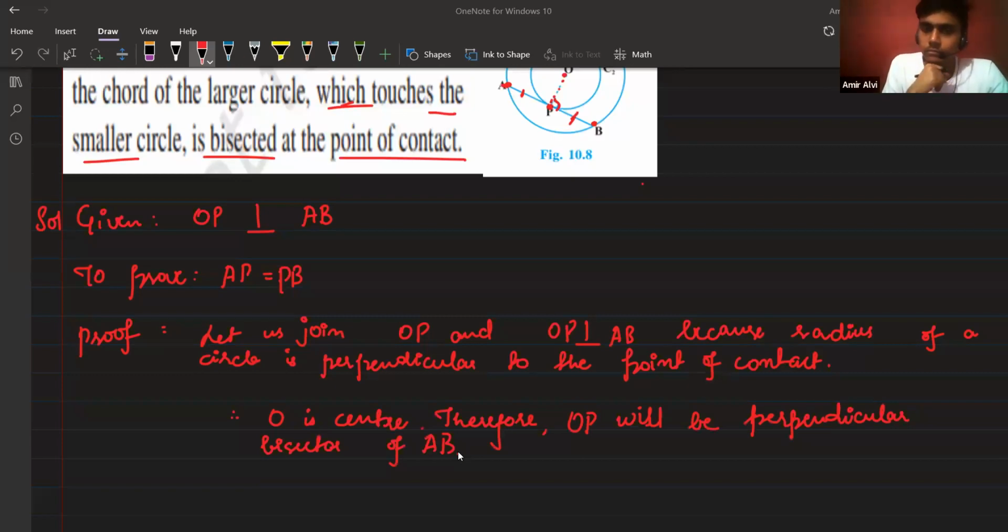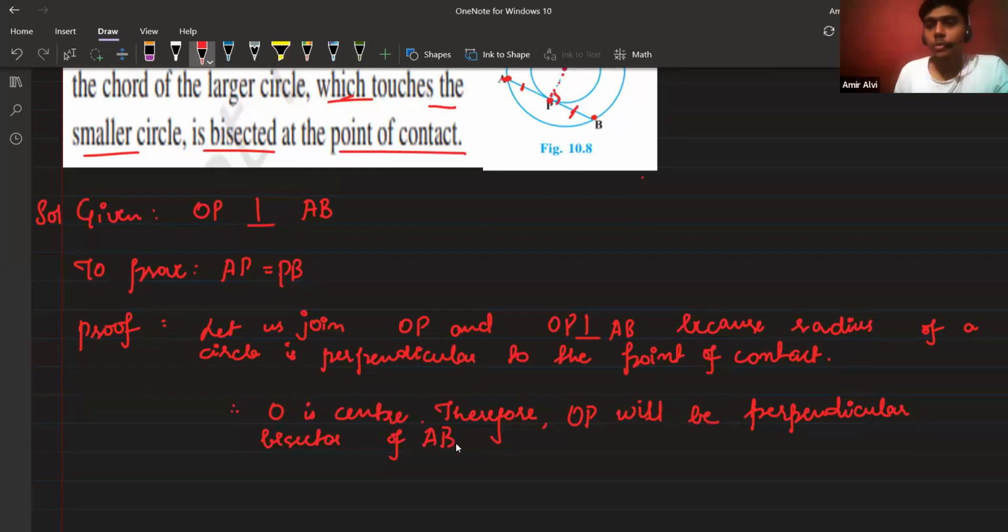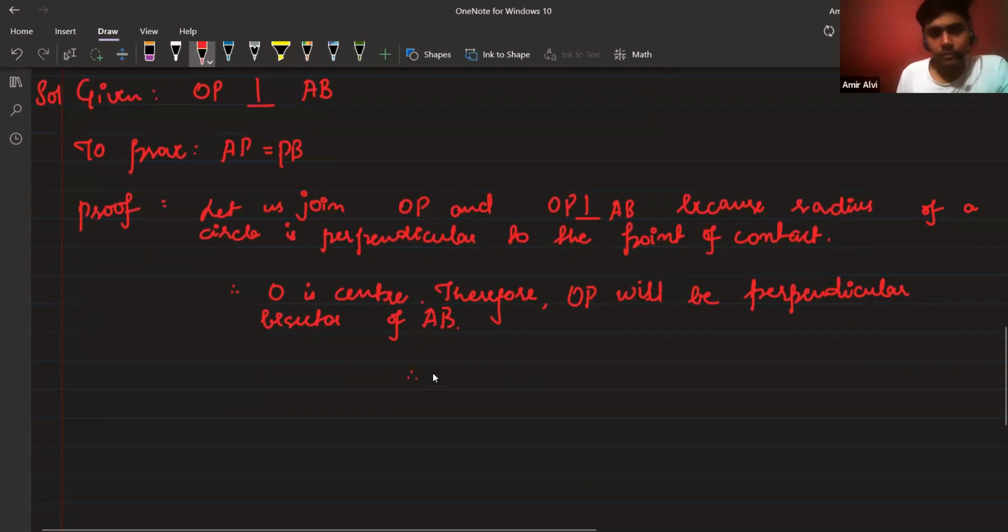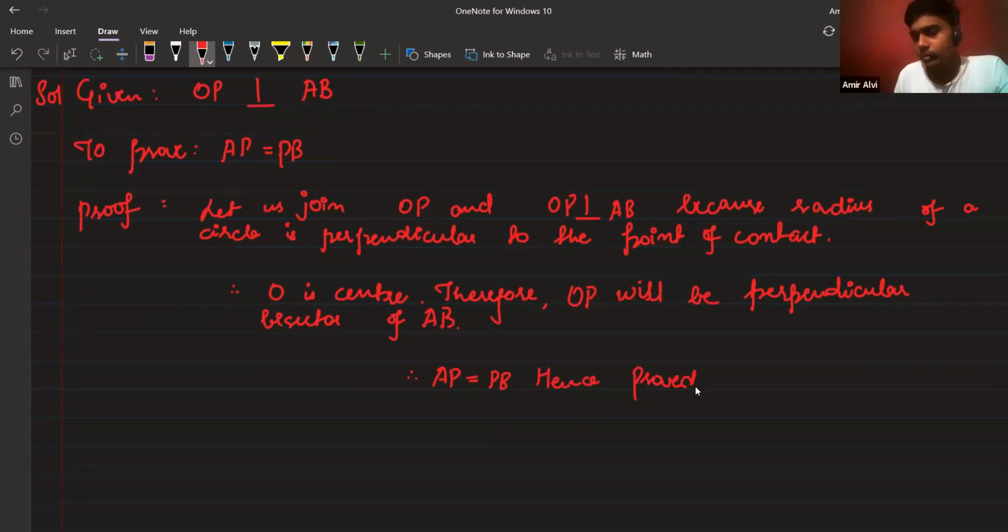Clear? Samina, Abdullah, Adil, Karishma? Got it? So hence proved. It's a simple question. Basically, if I'm starting from the center and the line is perpendicular, it means it will divide that chord into two equal parts.